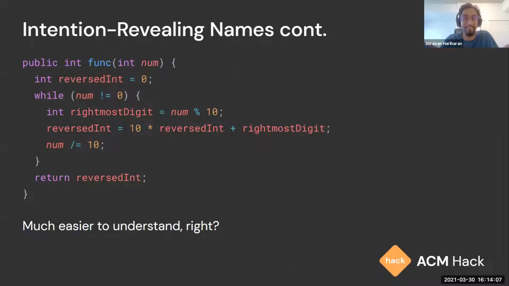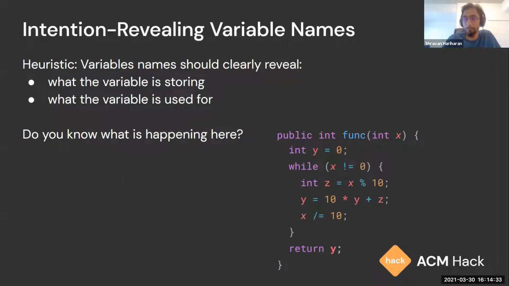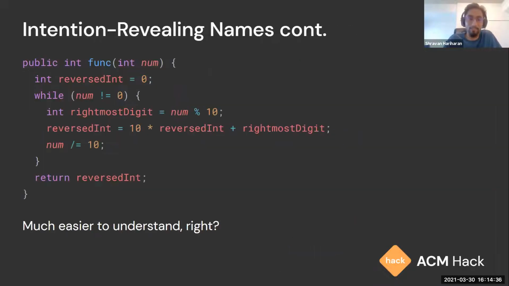How about something like this, right? The function name's the same, but we just changed the variable names. We have reversed int, we have rightmost digit. When you read the first line, there's like a 90% chance you know what's happening, right? There's some integer that's being reversed. So this is why we want to have intention revealing variable names. We want to see what each variable does. For this example, how do I know what z does, or what y does? Right here, oh, I know z is the rightmost digit and y is the reversed integer.